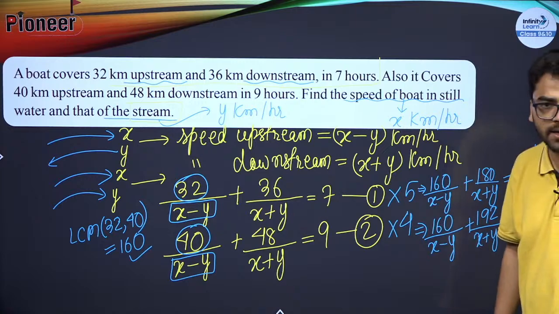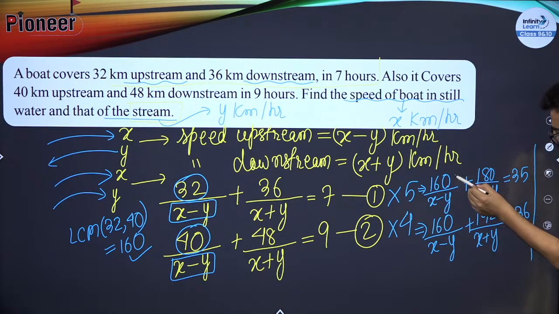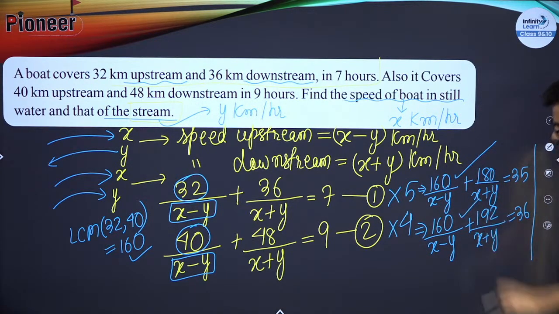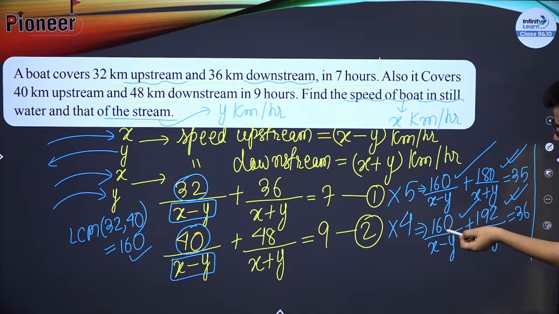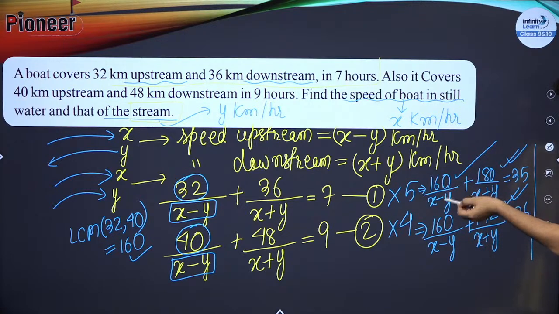Tell me, guys. Correct? Now I want to eliminate 160 upon x minus y. So what will I do? I'll subtract this equation from this equation. See it very patiently. So you see 160 upon x minus y minus 160 upon x minus y will get cancelled out. Now you will get 192 upon x plus y minus 180 upon x plus y.